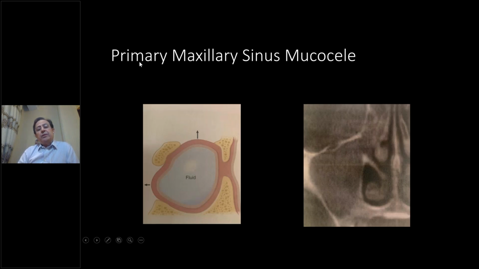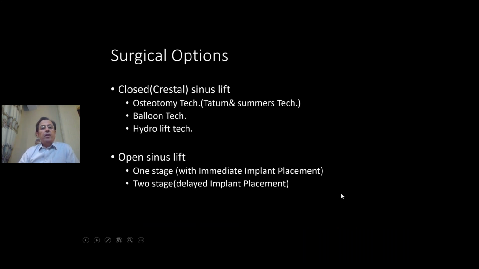And we have another pathologic situation called primary maxillary sinus mucocele. It occupies the whole of the sinus space, and it's more radiopaque. In this situation, we absolutely must refer the patient because it obstructs the ostium. And after the treatment, we can go to open sinus lift.